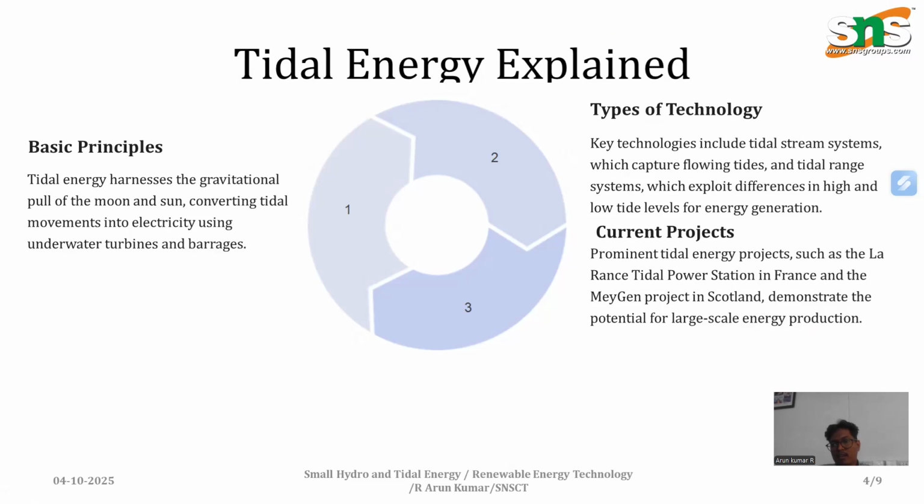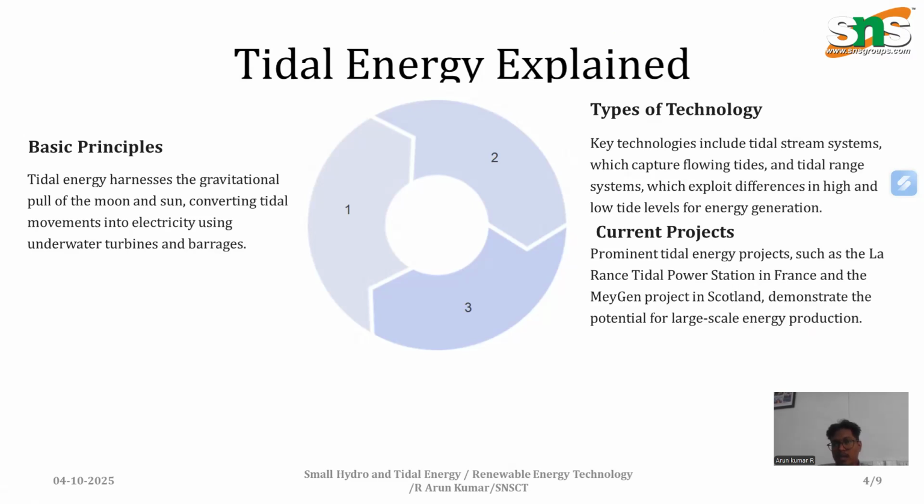So moving to the types of technology, the key terms include the tidal stream system, which captures the flow of the tide, and the tidal barrage system, which exploits the difference between high and low tidal levels for energy generation.